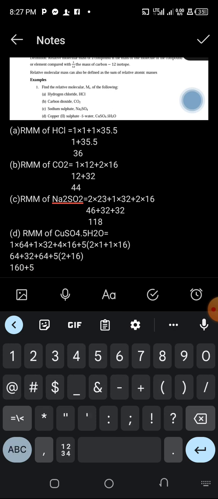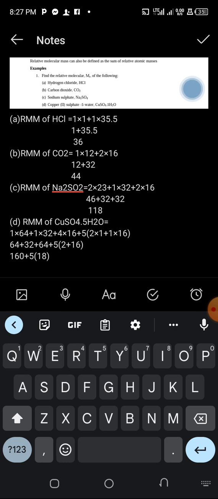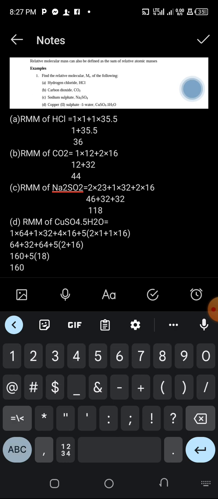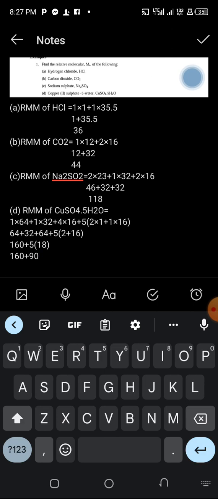So we get 160 plus 5. Now here it will be 18. Now you write 160 plus 5 by 18. 5 by 18, that is 90. Now 90 plus 160. So we are getting 250.